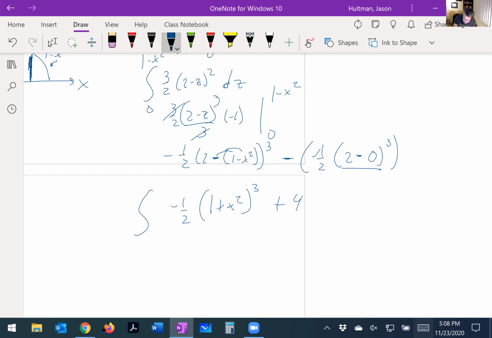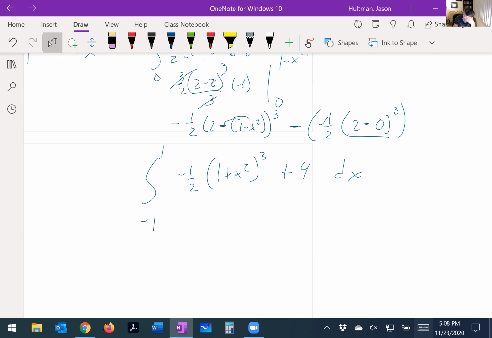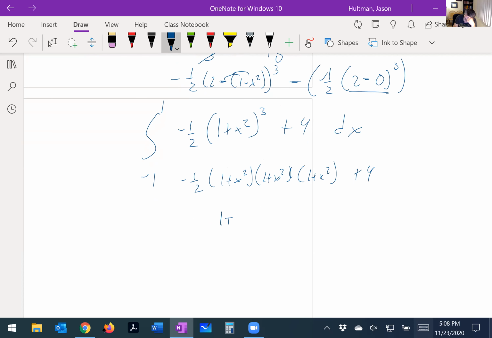Okay, so integrate that from negative 1 to 1 dx. I'm going to multiply this all out so I don't have to do a u-sub, because if I do a u-sub on this, I don't have the du. So I'm going to multiply it all out so I can just use the power rule. Cubing this out, this is going to be 1 plus 2x squared plus x to the 4th.